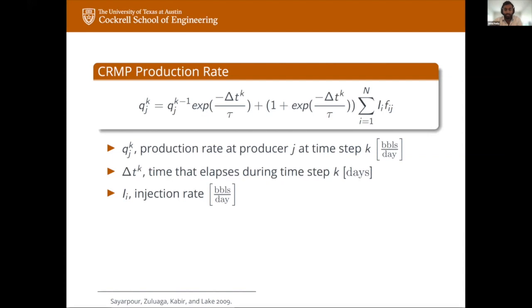And this is the actual CRM equation. Here we have the production rate at producer J at time step K. And this variable here is the change in time, with each time step. This is a decline term plus an increase in production rate caused by the injection of fluid. And that gives us a flow rate in barrels per day.